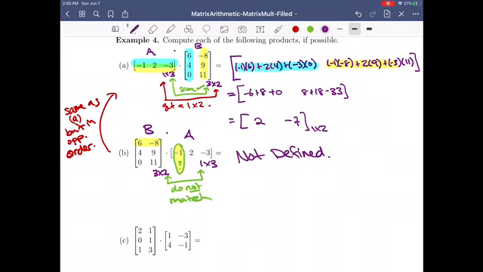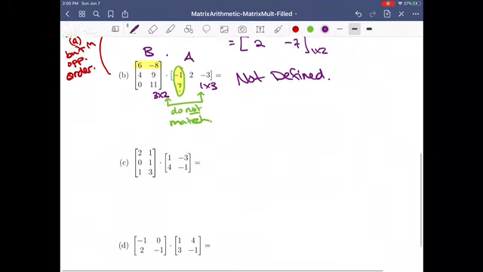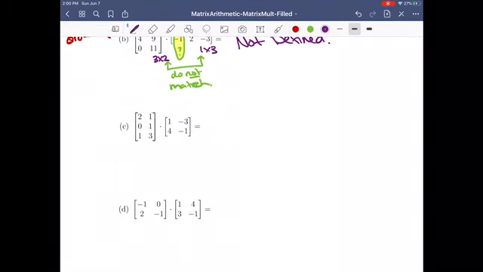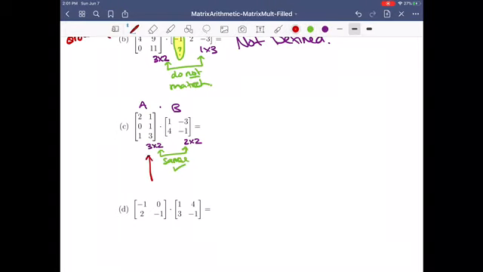So let's try another one. Here, this is A, this is B. Again, we have a 3 by 2 matrix, and we're multiplying by a 2 by 2 matrix. So those are the same. Okay, so that means that we can multiply, and we're going to get a 3 by 2 matrix as a result.